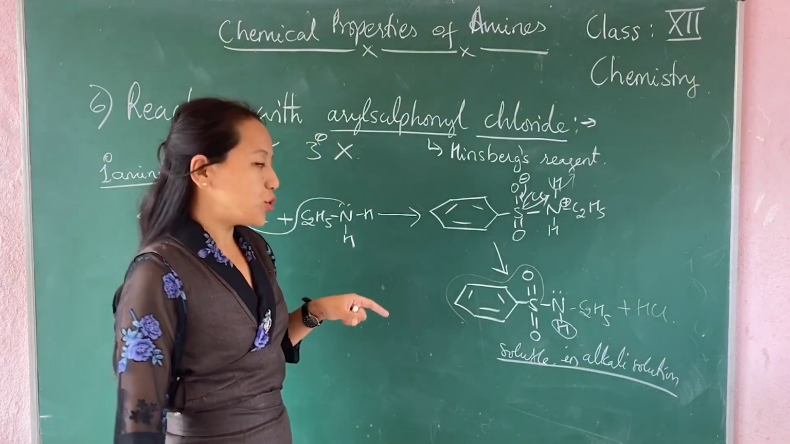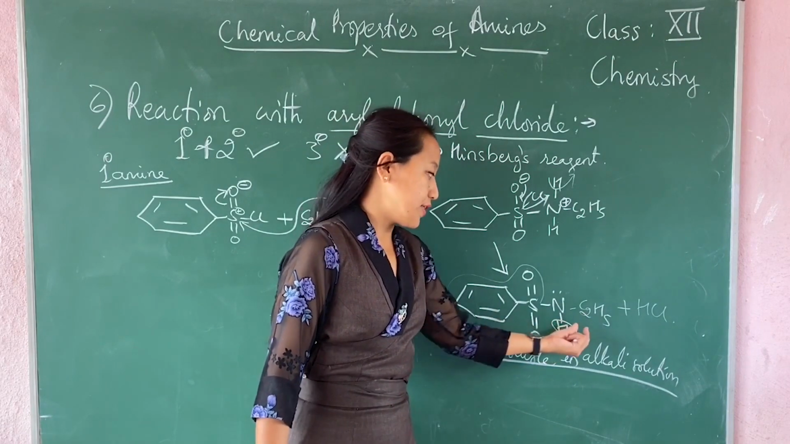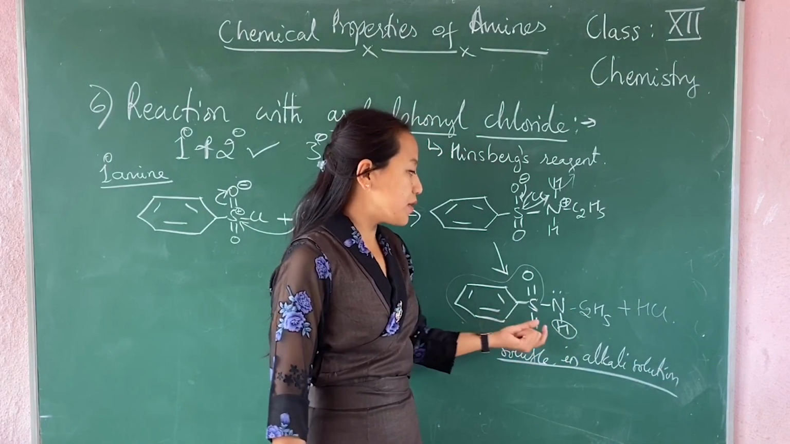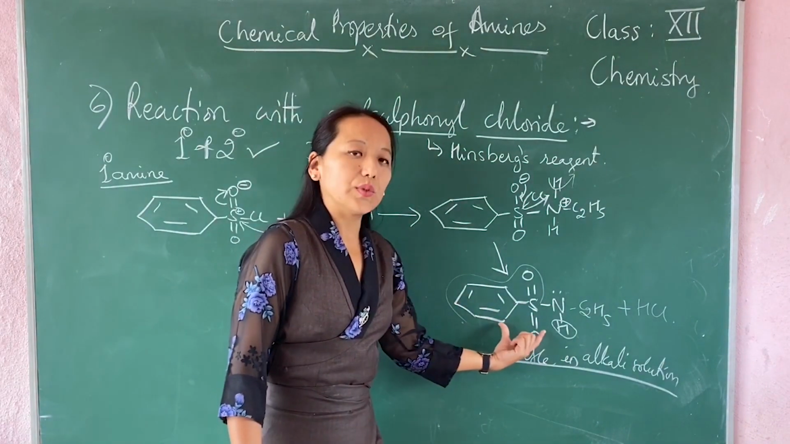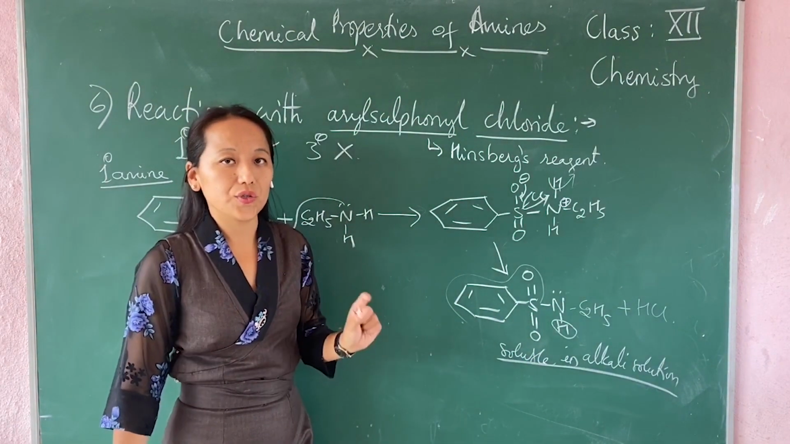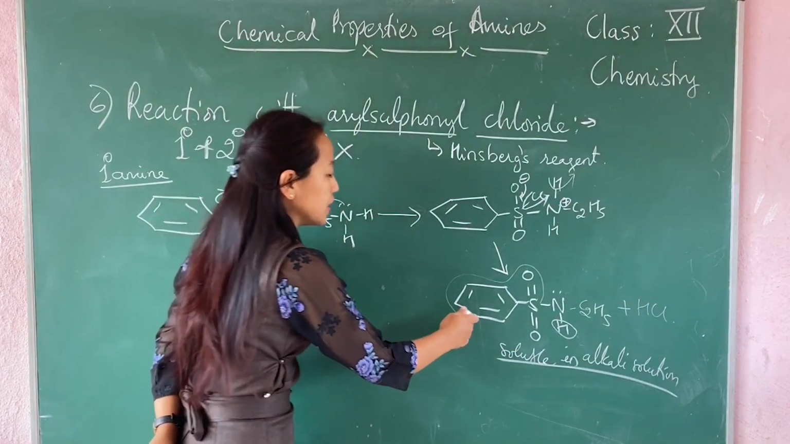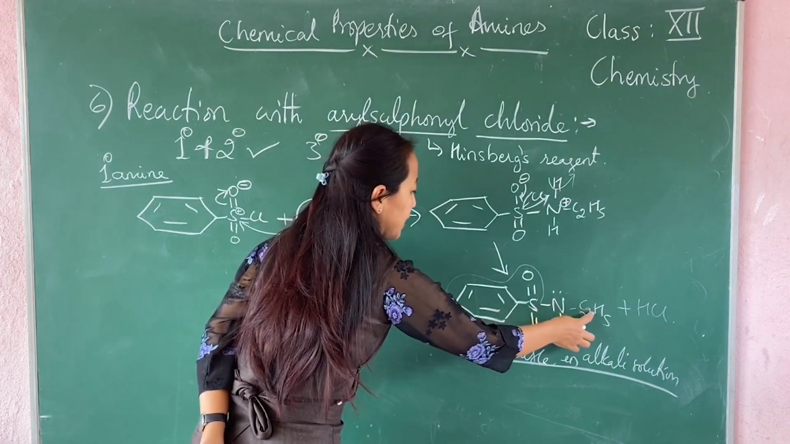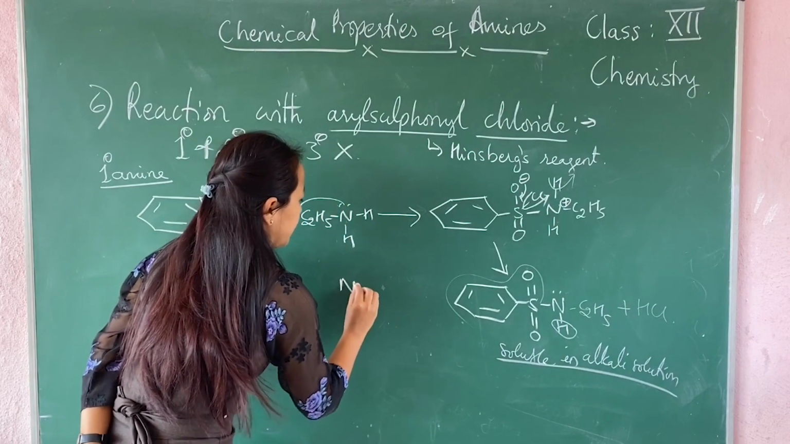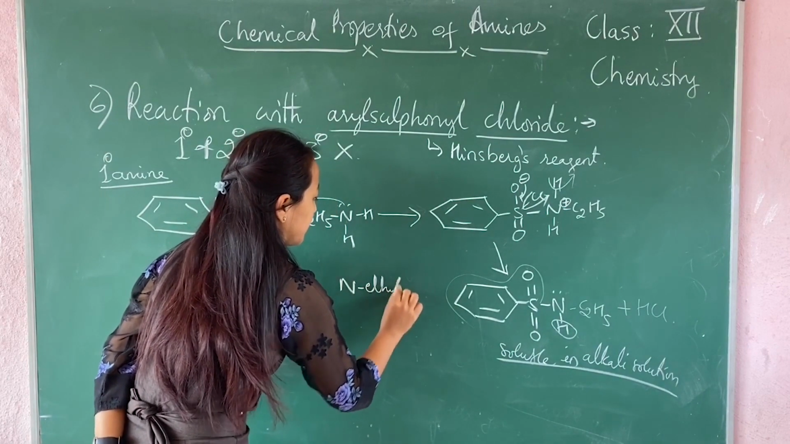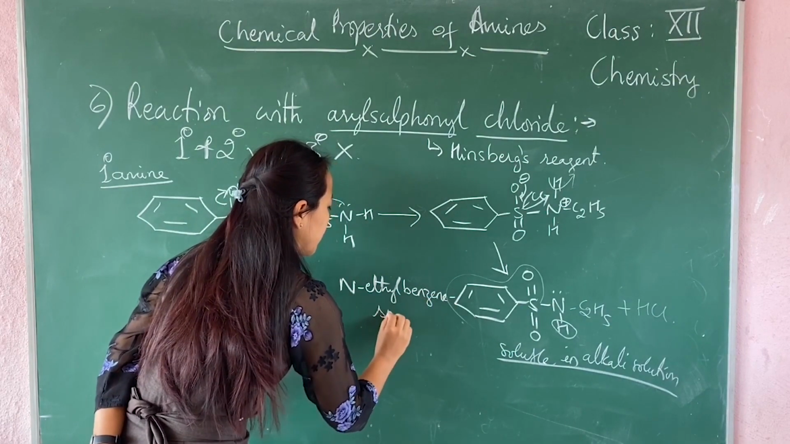Whereas in the case of secondary amine, you don't have a hydrogen atom over here. Instead, you will have a C2H5, and because of the absence of hydrogen atom in the case of secondary amine, this product will be insoluble in the alkali solution. So that makes all the difference. If you name this compound, this will be N-ethyl benzene sulfonamide.